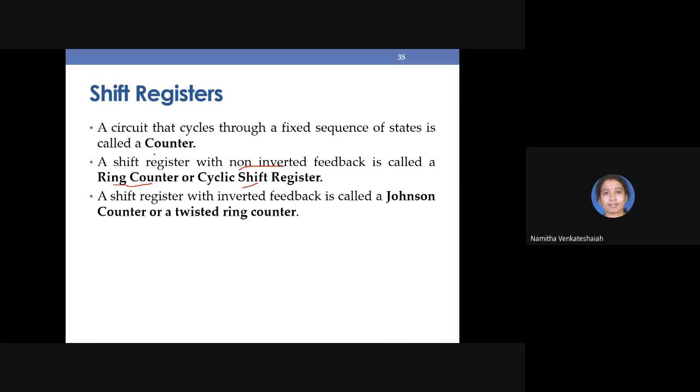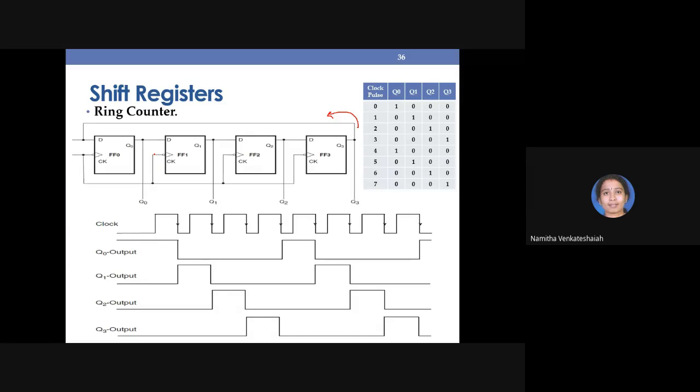I'll repeat. A circuit that cycles through a fixed sequence of states is called a counter. A shift register with non-inverted feedback is called a ring counter. Non-inverted feedback to the first flip-flop, we call it a ring counter or cyclic shift register. Inverted feedback is called a Johnson counter or twisted ring counter. You should be knowing this. Okay.